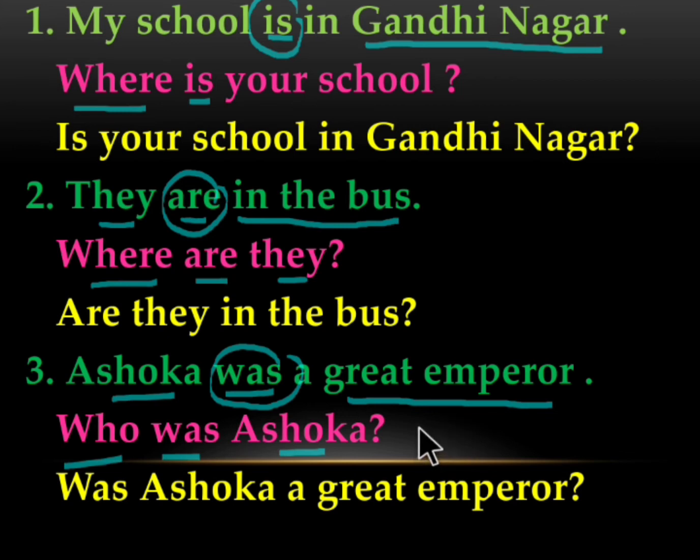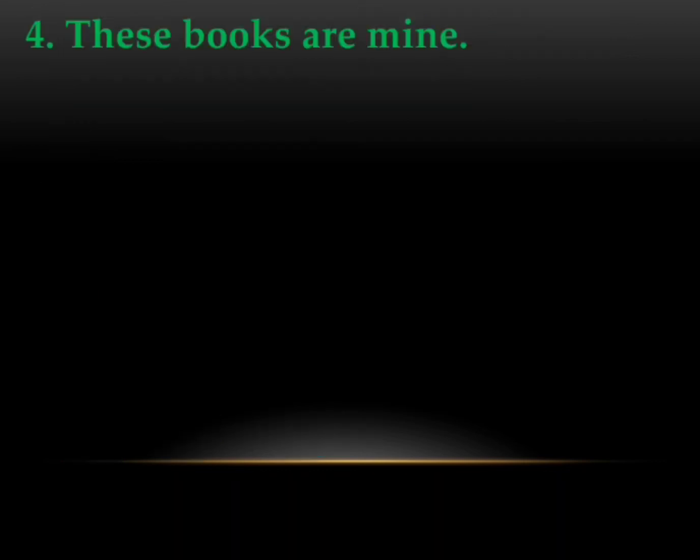So this is the way we can frame the WH question as well as the yes or no type of question using the be verbs. You can check all the auxiliary verbs are be verbs. There are a few more examples. Let us check. These books are mine.